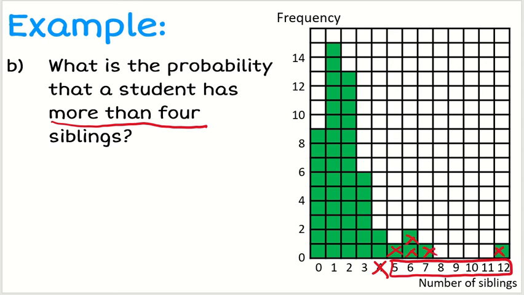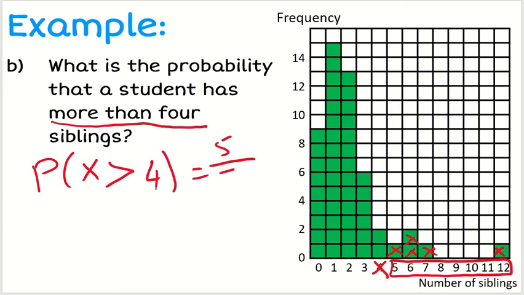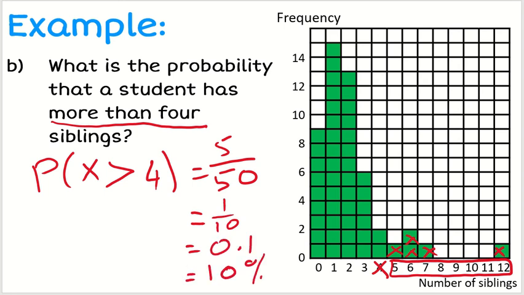So if I want that as a probability, I'm going to say the probability of more than 4 is equal to 5 students out of 50. Now I can write my answer as a fraction, remember, or I can turn it to a decimal or into a percentage. So if I simplified that fraction, that would be 1 over 10. If I turn that to a decimal, it would be 0.1, and if I turn that into a percentage, it would be 10%. So we would accept any of those answers, that'd all be correct.